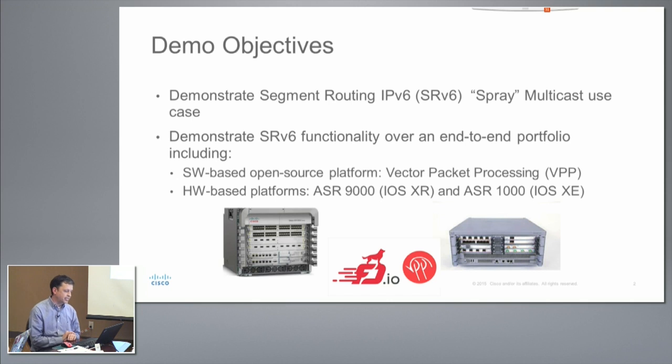So 2 simple objectives. We're going to show you the spray multicast use case, and we're going to show it to you in an end-to-end portfolio. We're going to be using segment routing v6 capable devices, which are software-based, open source, running FD.io VPP, or hardware-based segment routing v6 platforms, which are in both operating systems, ASR 9K with XR or ASR 1K with IOS XE.